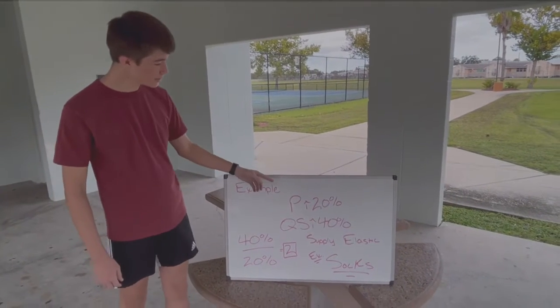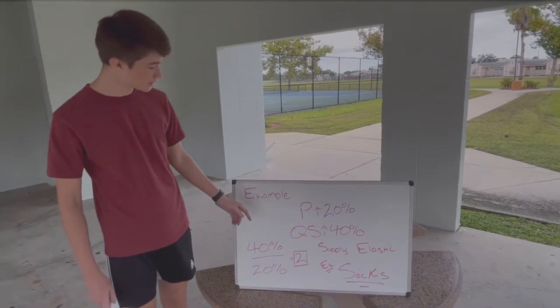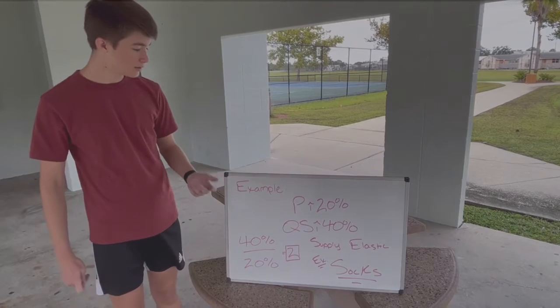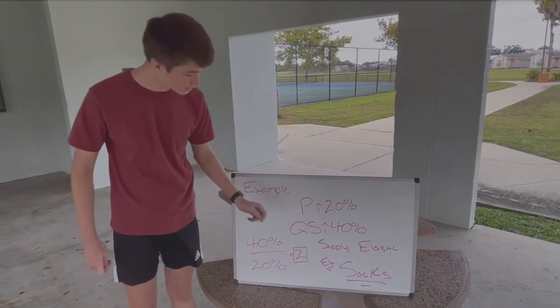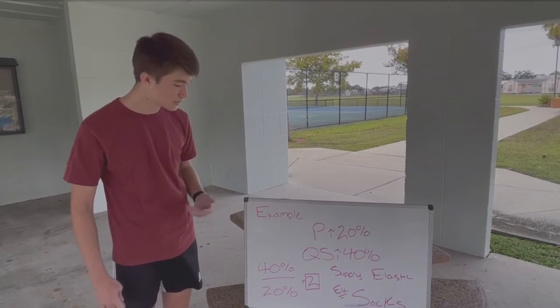Okay, so with the price increase of 20% and a quantity supplied increase of 40%, if we put that into the price elasticity of supply formula, we get 2. Now this is a supply elastic good. An example we put was socks. This is because the inputs are readily available and they're very easy to produce. Because they're like shirts for your feet.